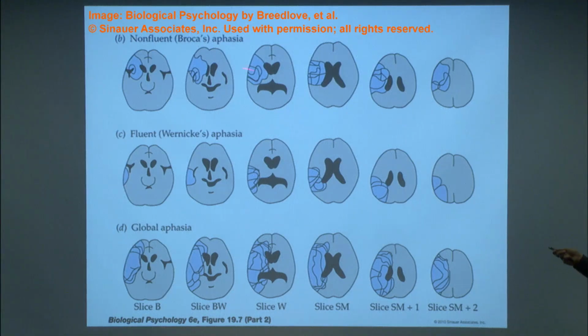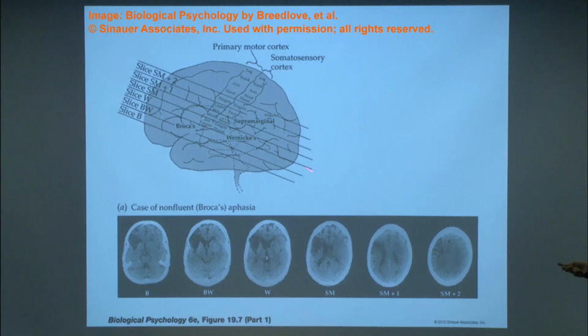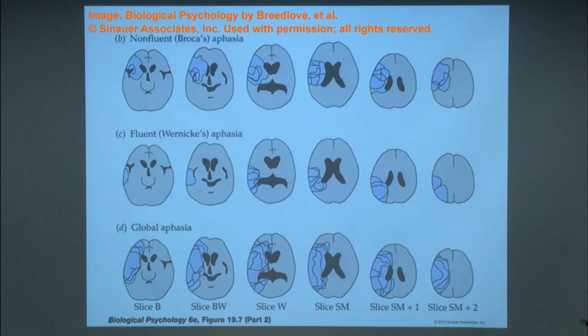And here are more schematic diagrams using the same format, where the semi-horizontal slices are taken, and you see the non-fluent Broca's aphasia. This is anterior, this is posterior in my horizontal slice, and the Broca's aphasia lesions are more anterior. The Wernicke's aphasia tends to be more posterior. The global aphasia is huge, including both of these sides.